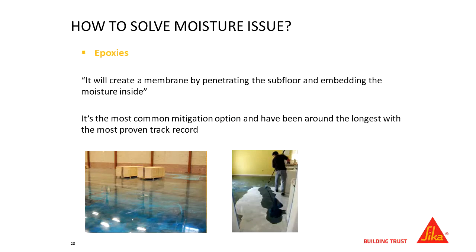The last option is epoxies. These will create a membrane by penetrating down into the subfloor and embedding the moisture inside. It's the most common moisture mitigation option that's been used. It's been around the longest and has the best proven track record. What you see there in the picture is a gentleman installing it. It's typically a rolled-on application. Some of them are troweled applied. Some of them are squeegee applied. But the finished product, typically on these epoxies, is almost like a mirror-like finish on the concrete.